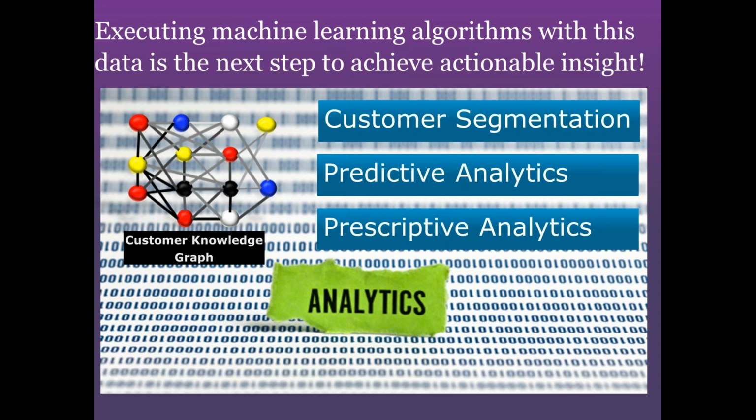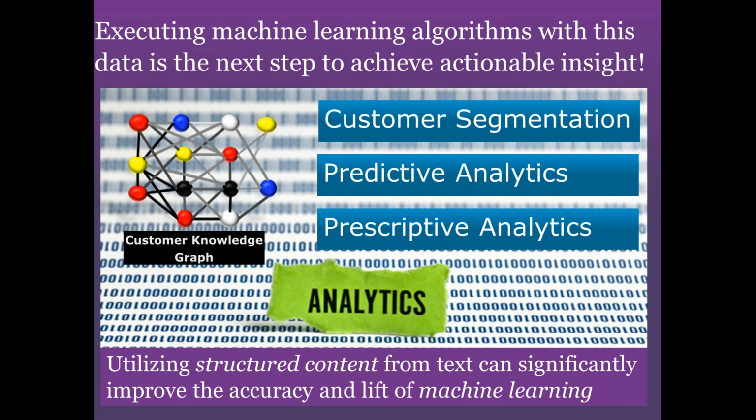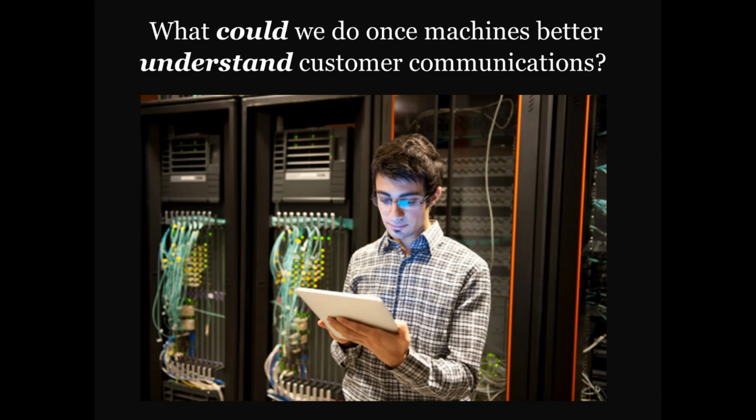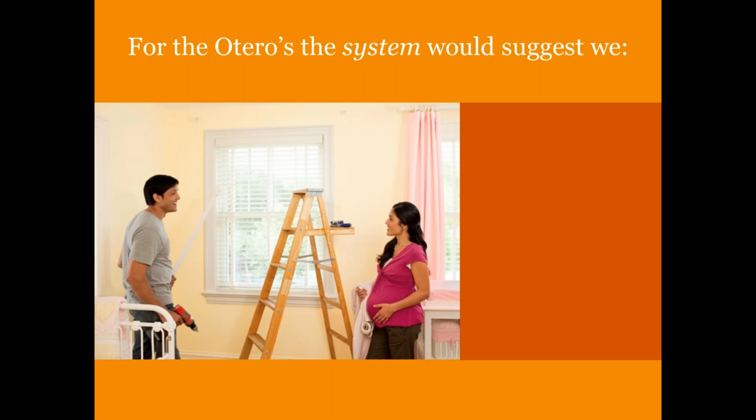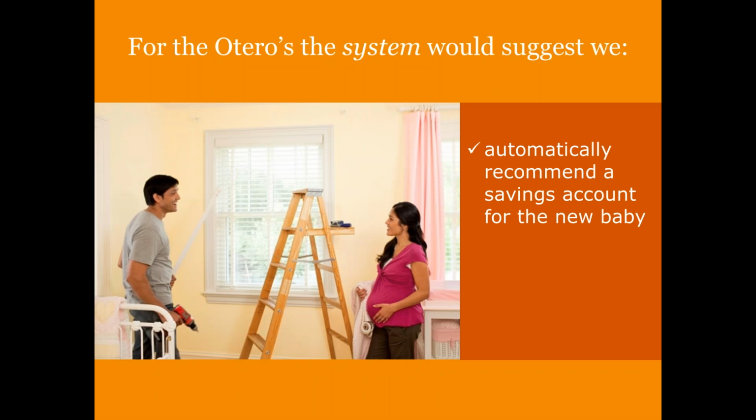Prescriptive analytics is basically where it suggests how to respond to a certain condition. So by using these capabilities, if we were able to deploy this, then the system would automatically say to the Oteros, or recommend to a call center person, or automatically, well, perhaps we could recommend a savings account for the new baby. Maybe we'll send a congratulatory note because we remembered. The Oteros didn't have to repeat themselves.